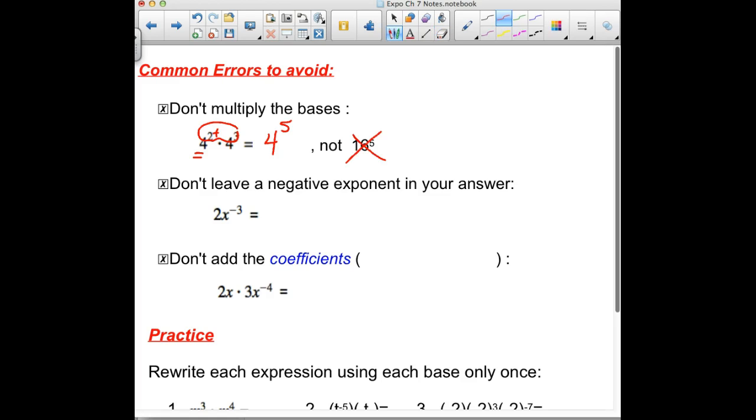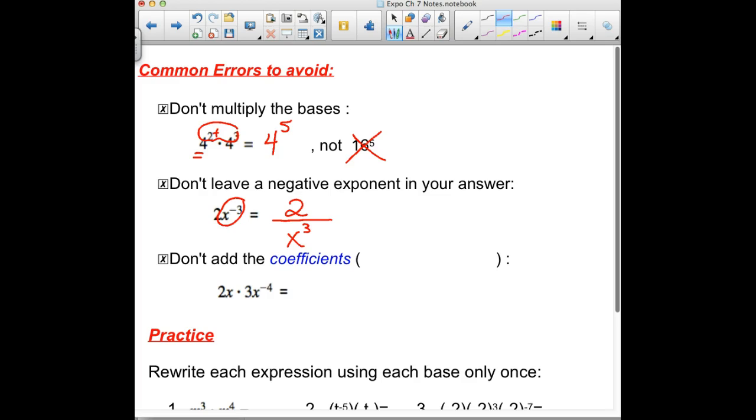The second common thing, don't leave a negative exponent in your answer. We learned yesterday or a couple days ago how to deal with negative exponents. In this case, we have an x to the negative 3. That 2 does not have a negative exponent on it. It's just going to stay where it was. But the x, because it has a negative 3 exponent, is going to shift to the denominator to make our exponent positive.